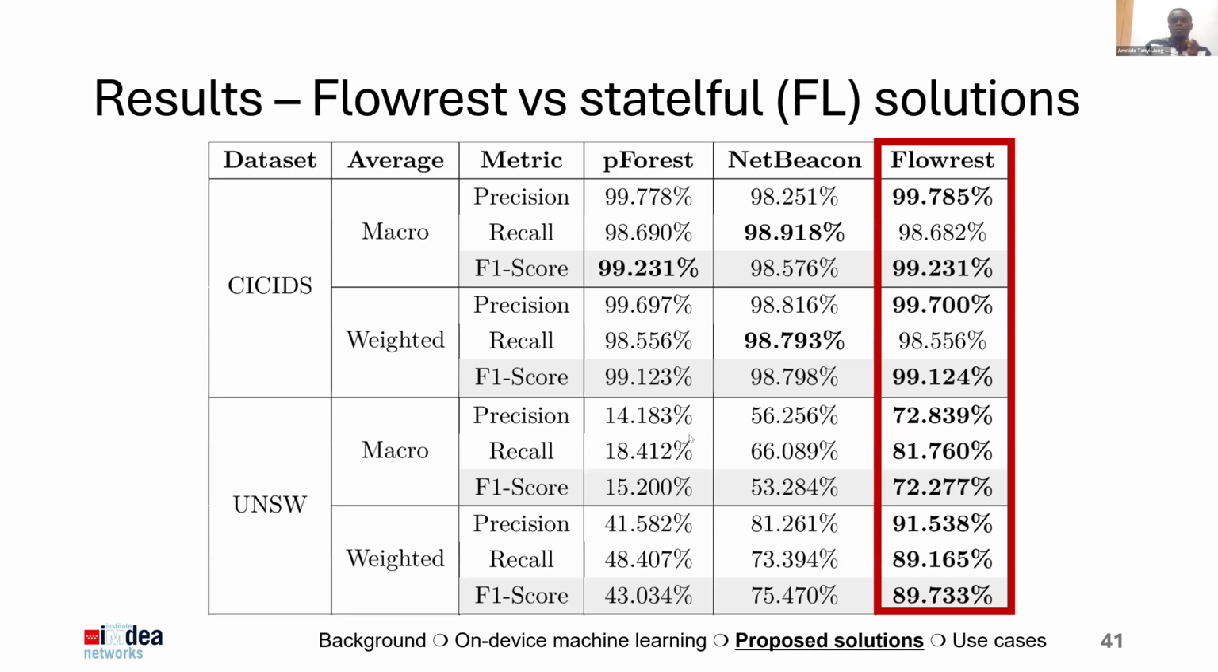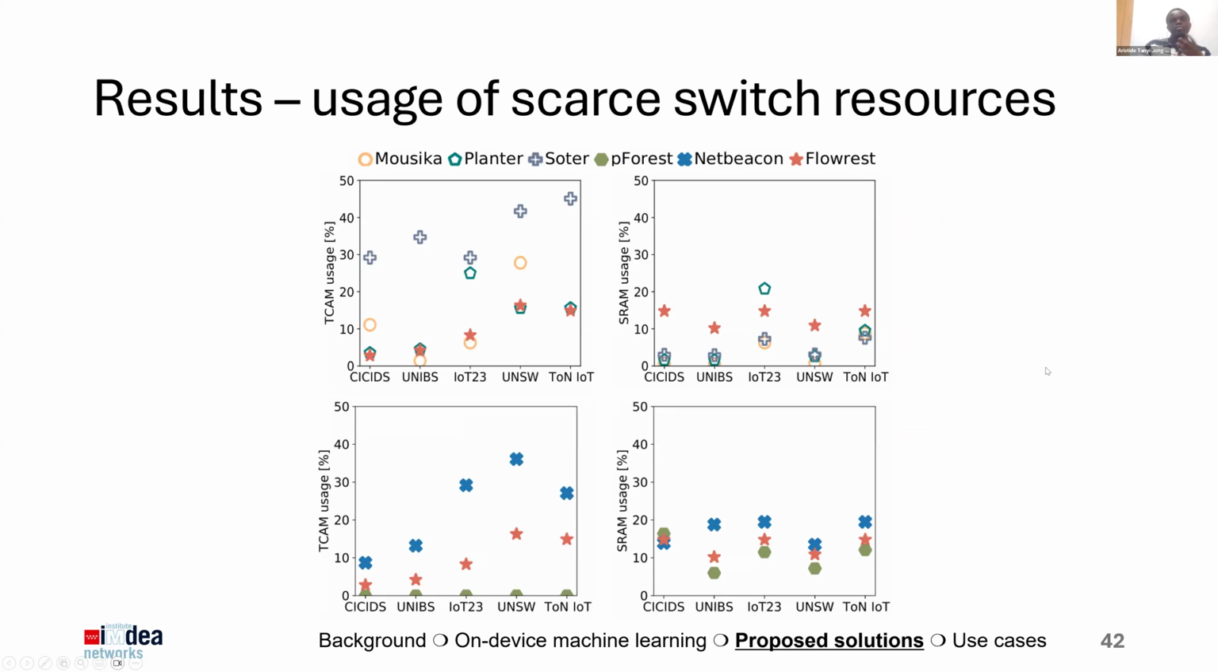So we also look, because of course, like I mentioned, we have constraints in terms of resource usage. So we also look at what is the consumption of the different models that we deploy. And you would see that if we look at the most expensive resource, which is basically the ternary match memory that we have, TCAM, FlowRest is typically among the lowest consumers of this memory type. So we are able to achieve this high accuracy while not increasing by so much the use of TCAM.